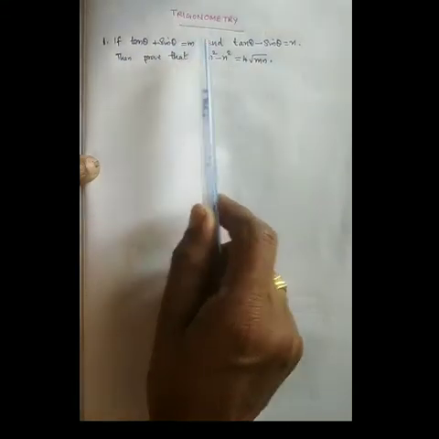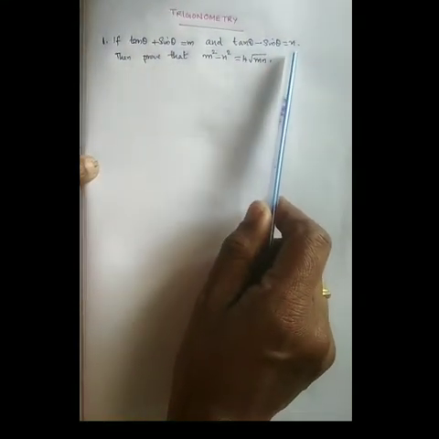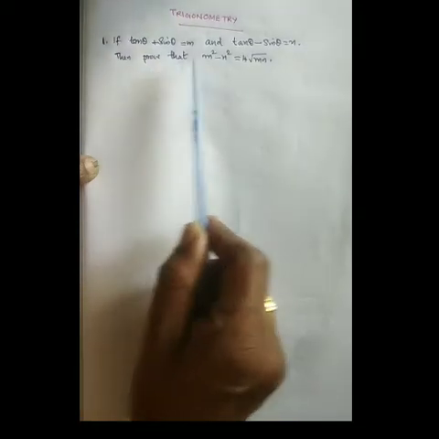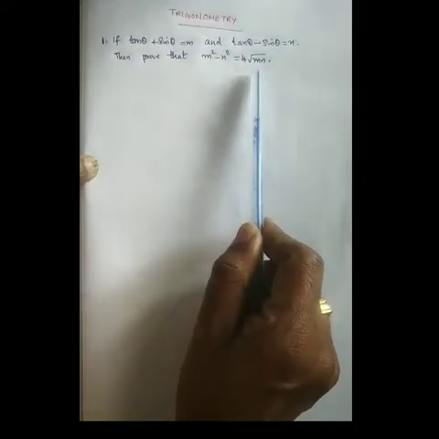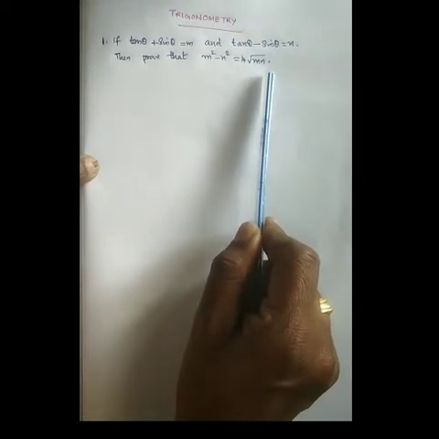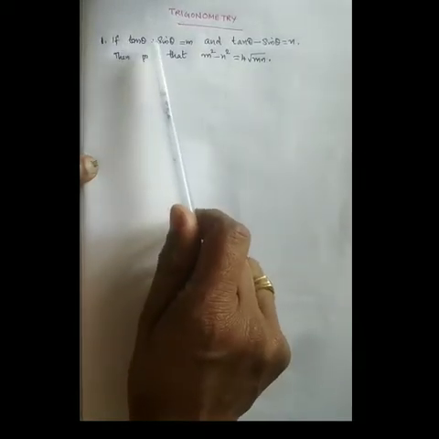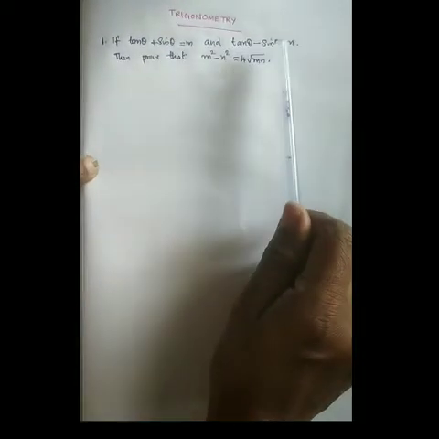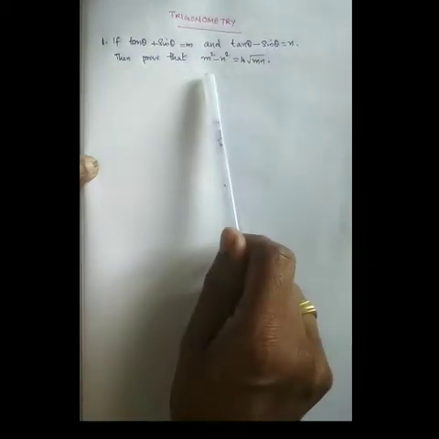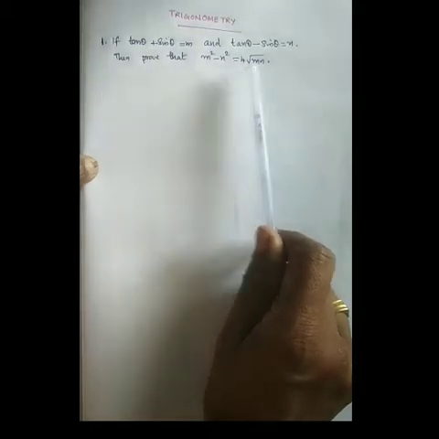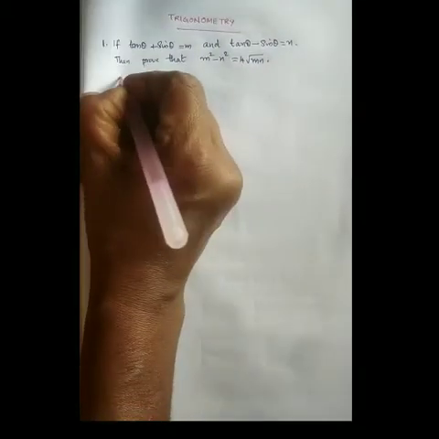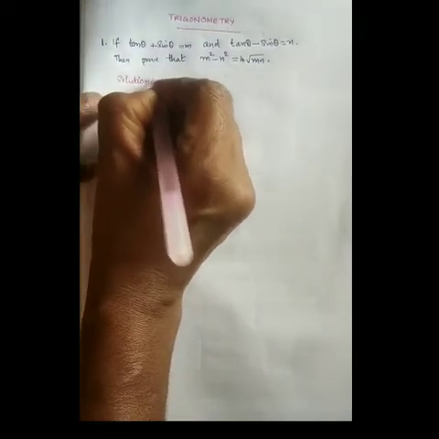Okay, first one. If tan theta plus sin theta equal to m and tan theta minus sin theta equal to n, then prove that m square minus n square equal to 4 into square root of m n. The question is tan theta plus sin theta equal to m and tan theta minus sin theta equal to n. We have to prove m square minus n square equal to 4 into root of m into n. Solution of this problem. Okay.